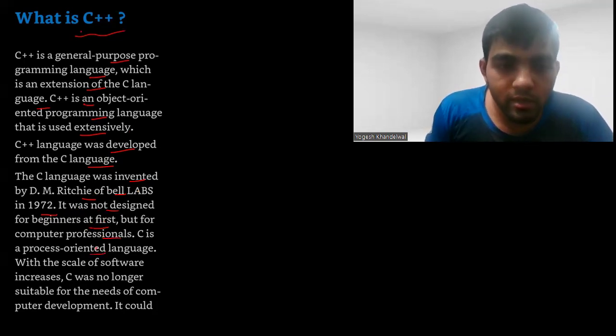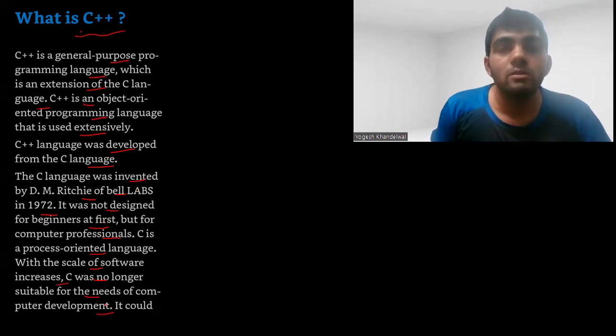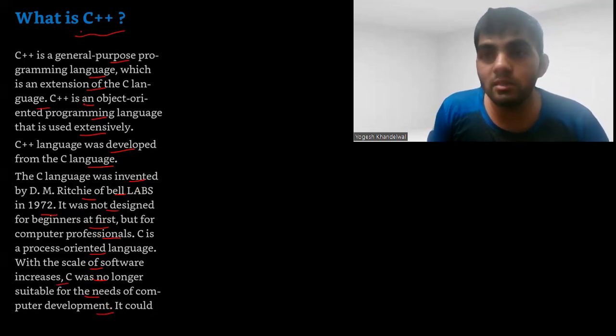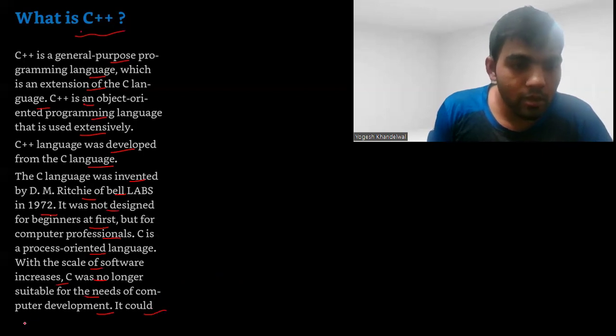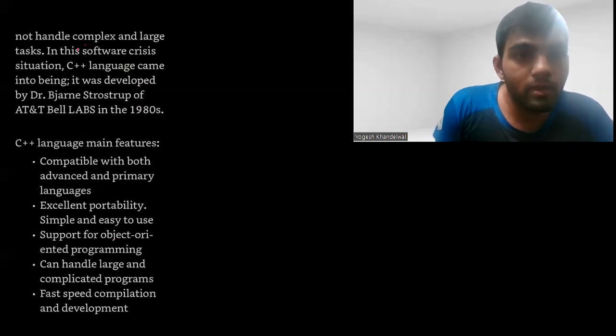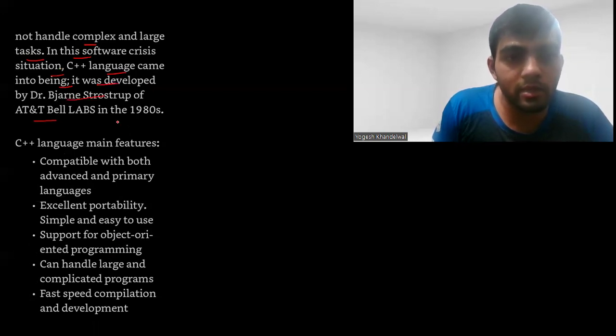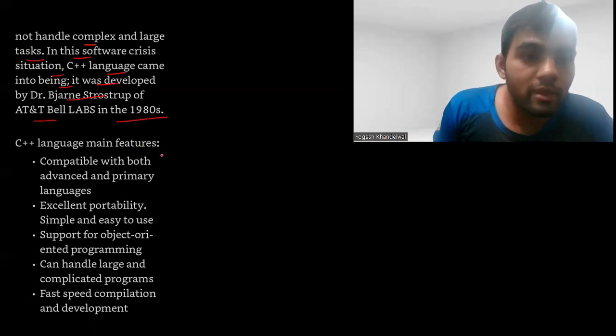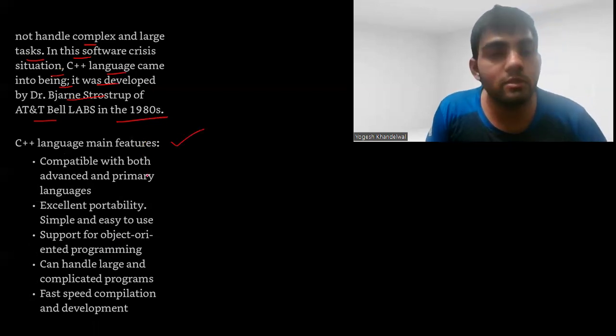C is a process-oriented language, and with the scale of software increase, C was no longer suitable for the needs of the computer development. So as the software scale is increasing, C is not able to handle that large software. So it could not handle the complex and large tasks. In this software crisis situation, C++ language came into being, and it was developed by this scientist of AT&T Bell Labs in 1980. So what are the main features of the C++ programming language?